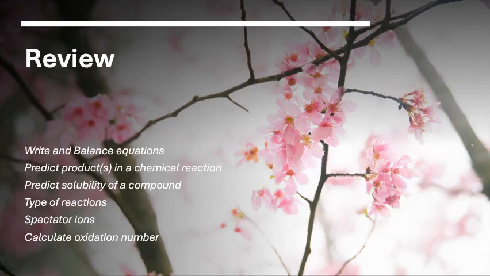We will review writing and balancing a chemical equation, predicting products in a chemical reaction, predicting solubility of a compound, 3 different types of reactions, spectator ions, and calculating oxidation number, and how to represent a chemical reaction using a balanced chemical equation and net ionic equation. So let us go ahead and see.